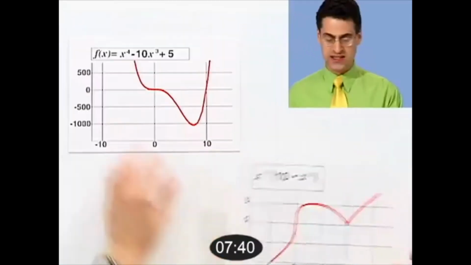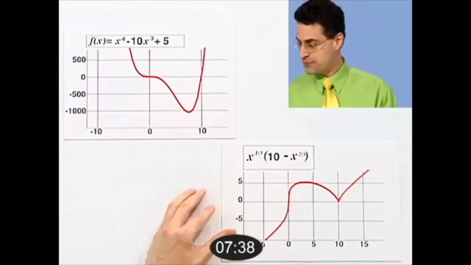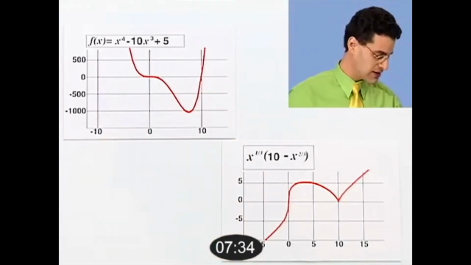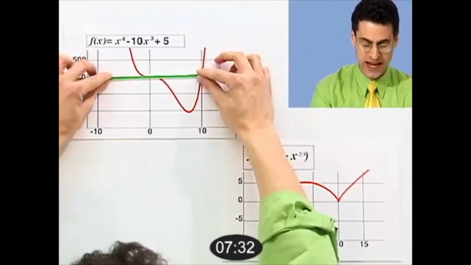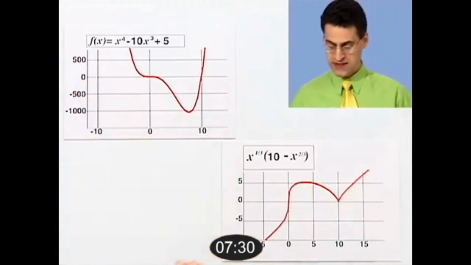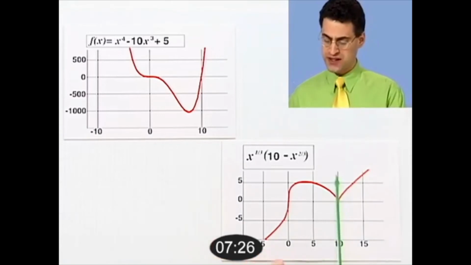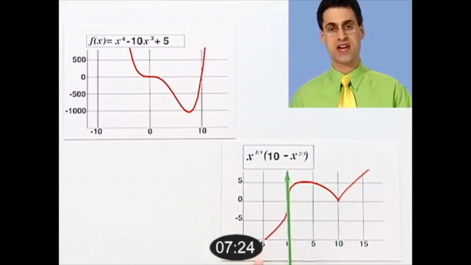So, for example, in these examples right here, you'll notice that the derivative equals 0 here. The tangent is horizontal right there. The tangent is horizontal here. In this example, the tangent is horizontal here. And then where does the derivative not exist? The derivative doesn't exist here, and the derivative doesn't exist there. Those are candidates for max and min. Those are called critical points.